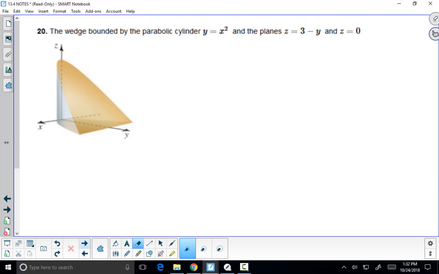Now we have a parabolic wedge. Can we put z on the inside? Is there a unique upper surface and a unique lower surface? Yes, definitely. Can we put y on the inside? Yes, because if we draw an element parallel to the y-axis, the parabolic cylinder would always be the left surface, and the tilted plane would always be the right surface.